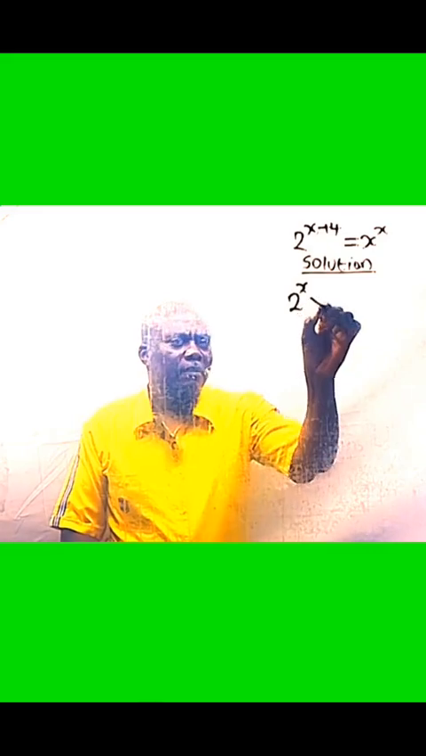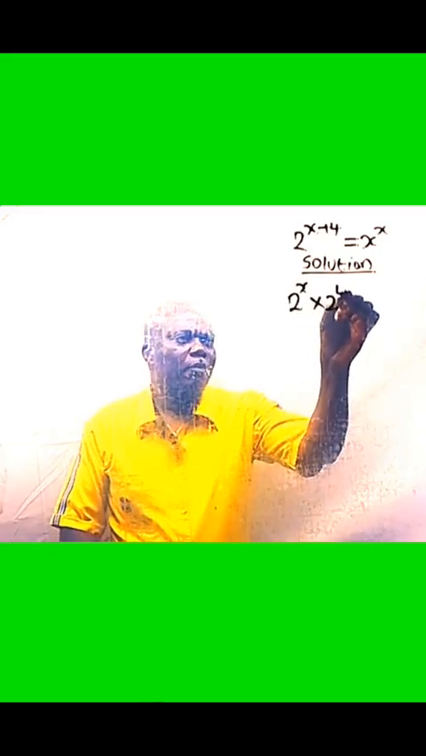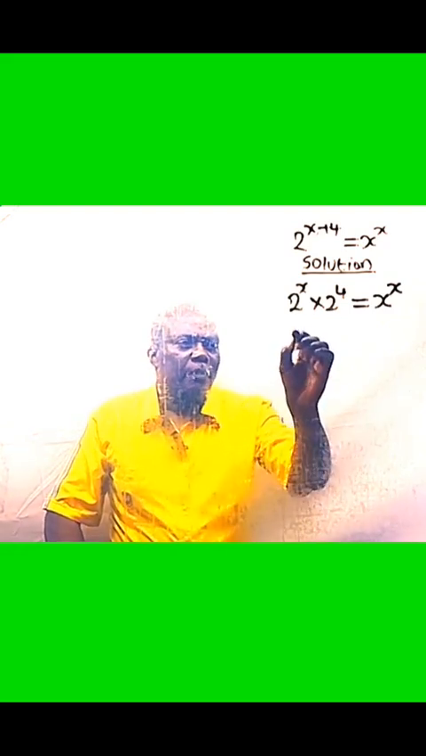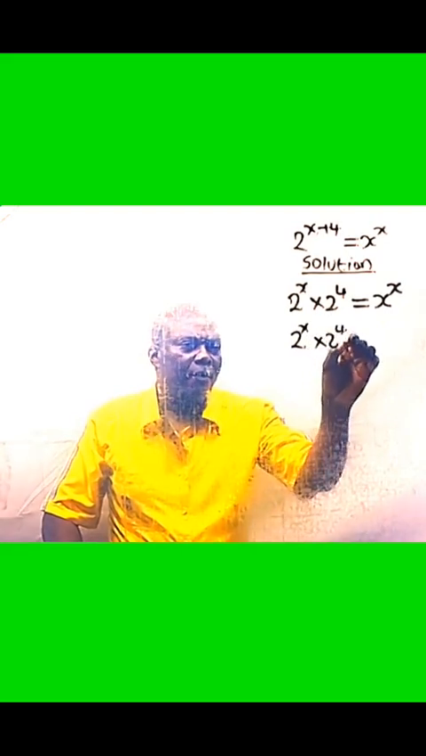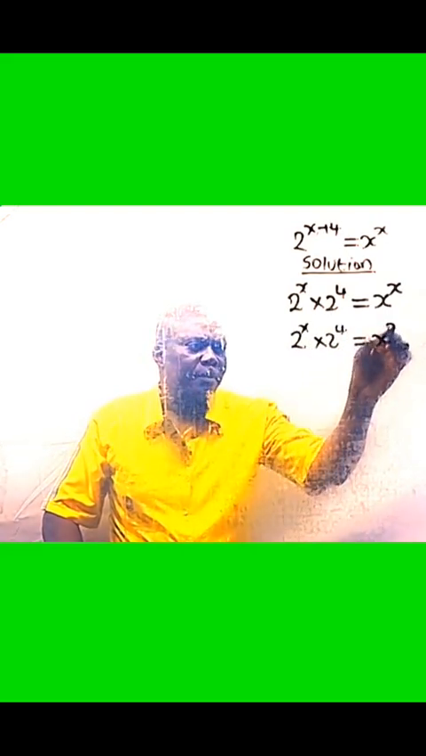Let's solve for x here. The question is 2 raised to the power x, multiplied by 2 raised to the power 4. By the law of indices, this will be equal to x to the power x. So 2 to the power x multiplied by 2 to the power 4 equals x to the power x.